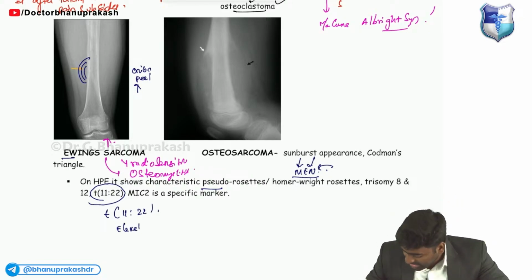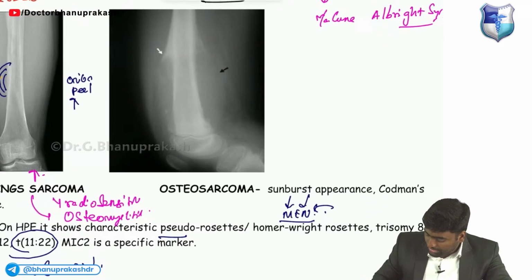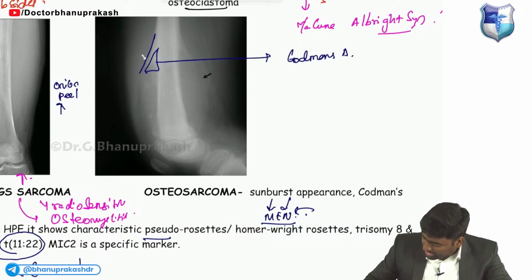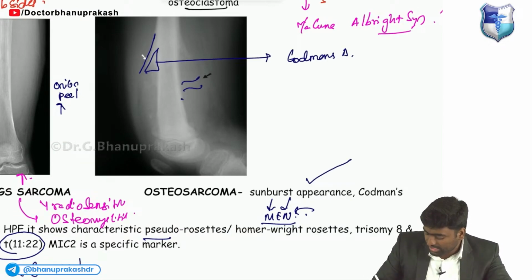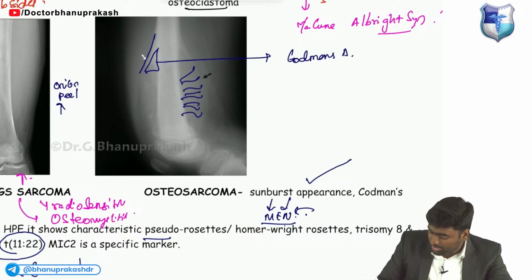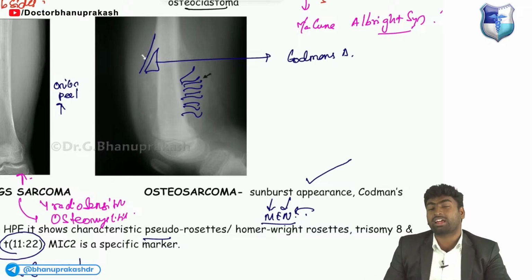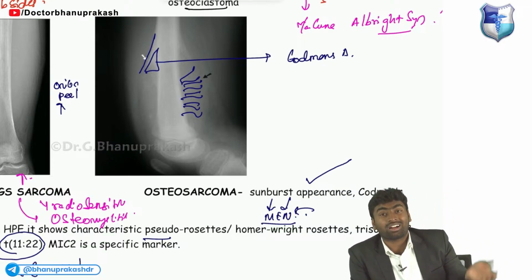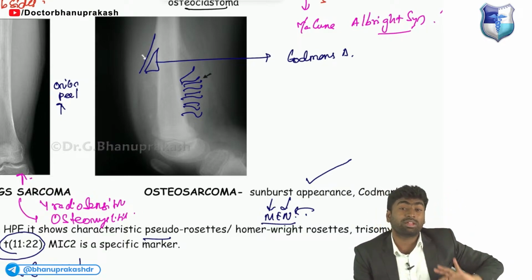Fine. And here, if you are able to see this type of Codman's triangle along with sunburst appearance, both of them together are suggestive of osteosarcoma. And we know this osteosarcoma occurs after radiation exposure, so it will be radio resistant.